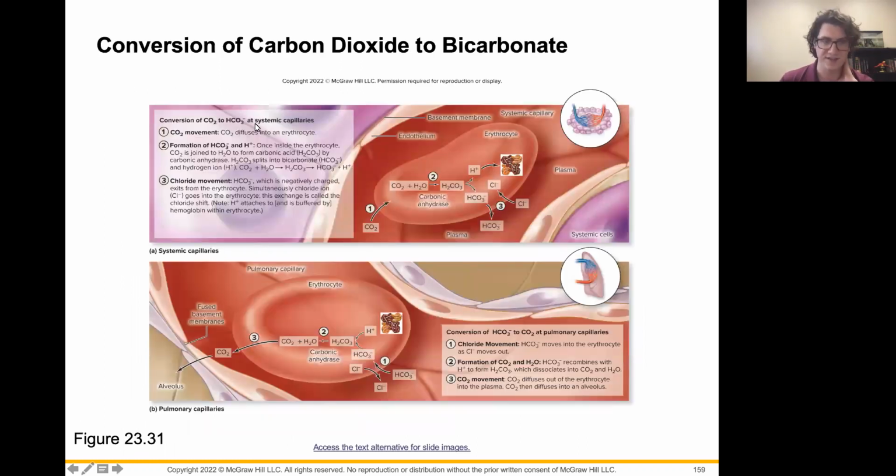So let's look at this here. We're just going to walk through this figure. This is figure 23.31 for those keeping track. CO2 diffuses into the erythrocyte. Cool, that makes sense.